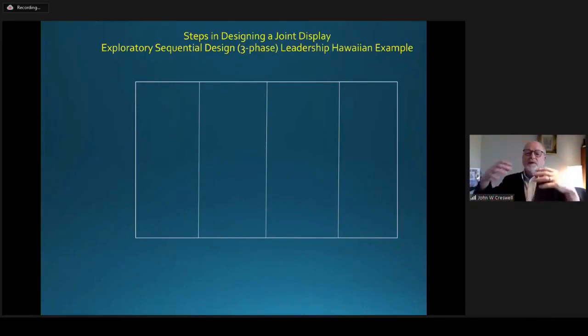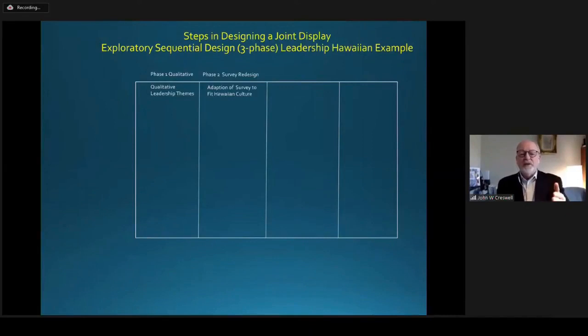And also we want to look for insight. So we're going to look for our inferences across this. So phase 1, we're going to order these columns in terms of the phases. Phase 1 is qualitative. I'm bringing in a Hawaiian leadership project here. Phase 2 is then to redesign a survey instrument. Phase 3 is to actually administer that redesigned instrument to test it out, and then to draw some conclusions from what we learned from our integration.